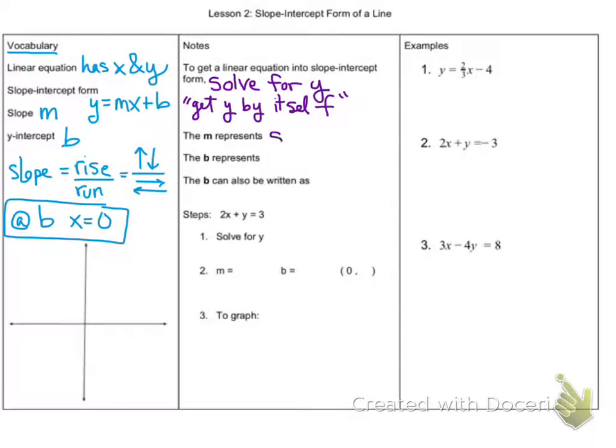Again, the m represents slope, the b represents the y-intercept, and because at b, x equals 0, we can write the y-intercept as 0, comma, b.